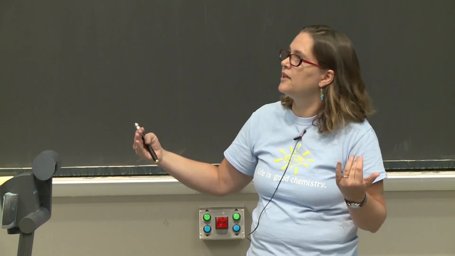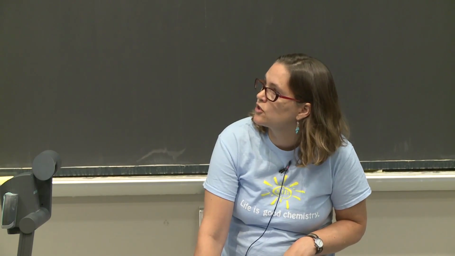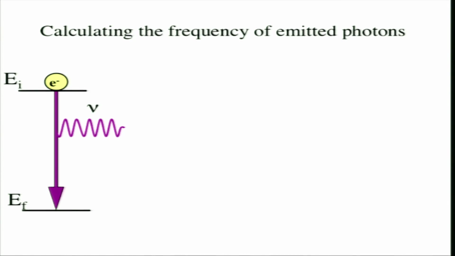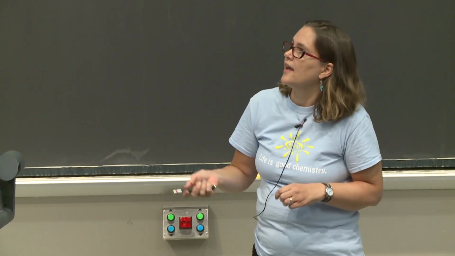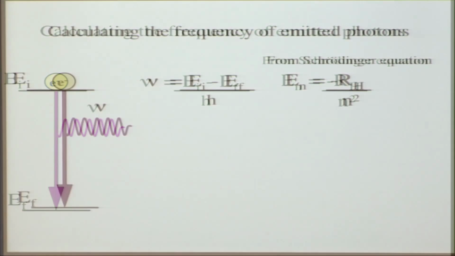And so now we can calculate what the frequencies of these are and think about this in terms of Schrodinger's equation and test Schrodinger's equation to see if it predicts this. So we can calculate the frequency of the emitted photons. And we had frequency equals the initial energy minus the final energy state, or this delta E, over Planck's constant. And from the Schrodinger equation, we know what these energy levels are.